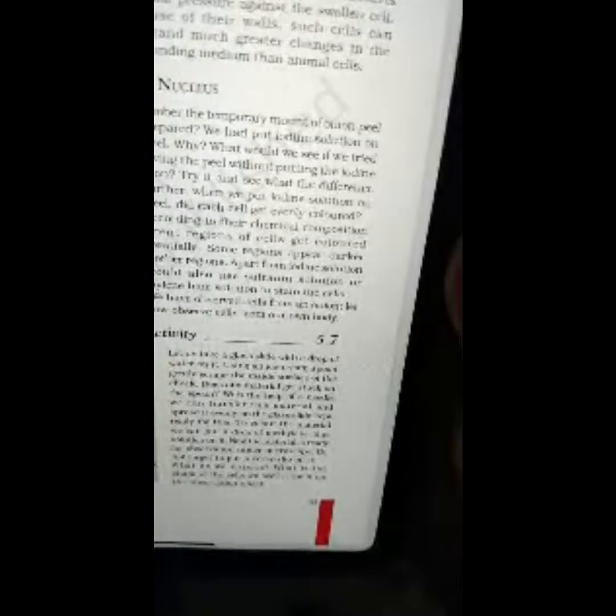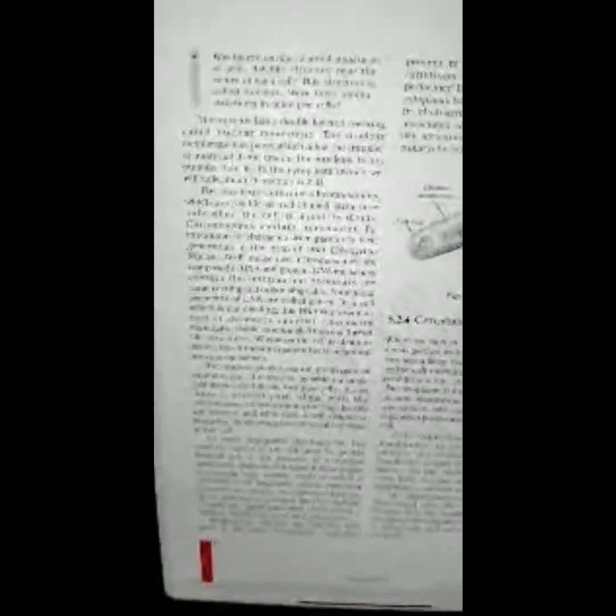What do we observe? What is the shape of the cells we see? Draw it on the observation sheet. Let's come on to the next page. That is page number 54 of your book from the chapter The Fundamental Unit of Life. We are doing live reading of this chapter 5 of class 9 science NCERT.